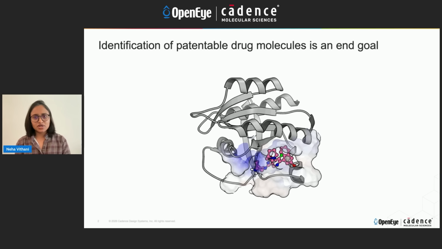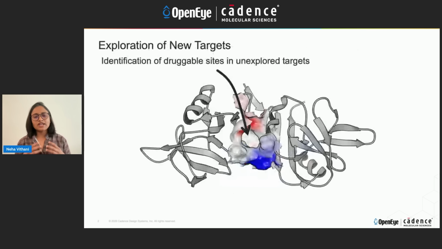Identification of patentable drug molecules is an end goal for the pharma business. In this webinar, we will discuss how you can use our target exploration workflow, using molecular dynamics and a machine learning model, to achieve this goal. To have competitive advantage in finding patentable drug molecules, you might want to work with a disease target that no one else is working on. This requires identification of druggable binding sites in an unexplored disease target.